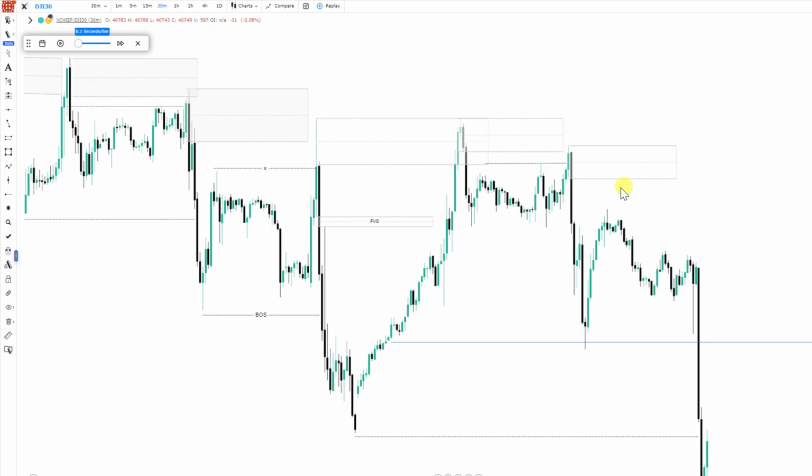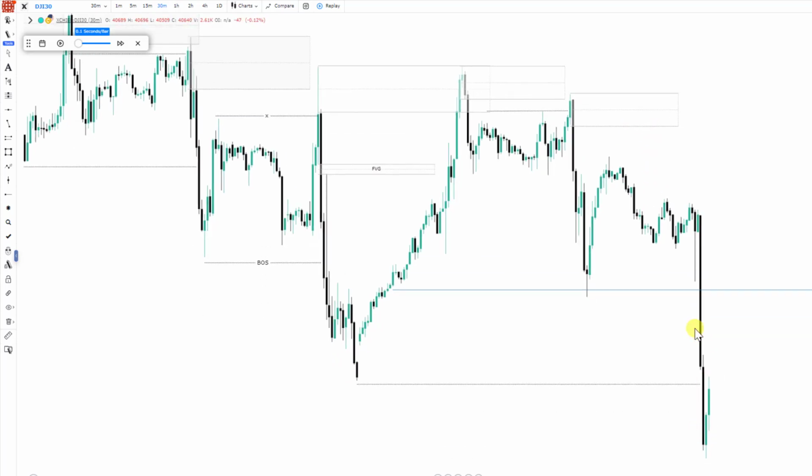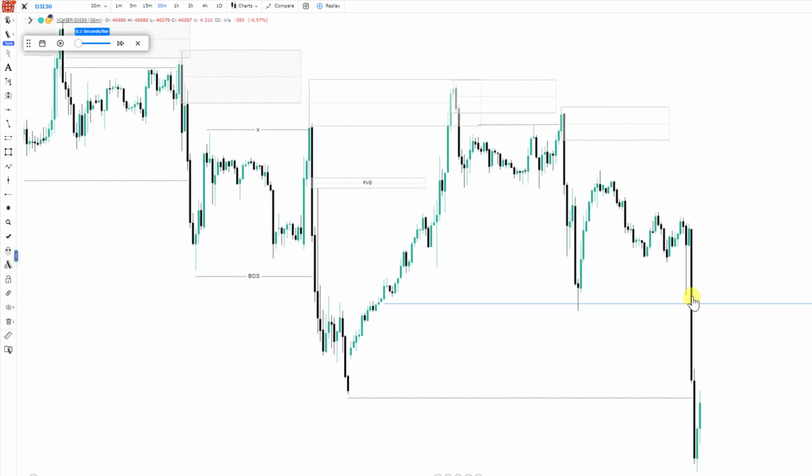So I couldn't get involved from this particular level, and you see how price reacts massively to the downside, and this is actually a very good one. But this particular move right here was caused by core CPI, which was released around 1:30 GMT plus 1. That is my particular time zone.